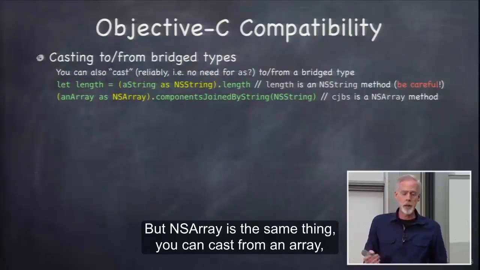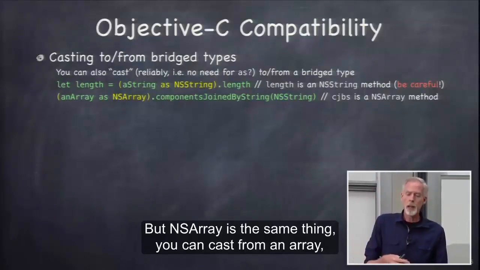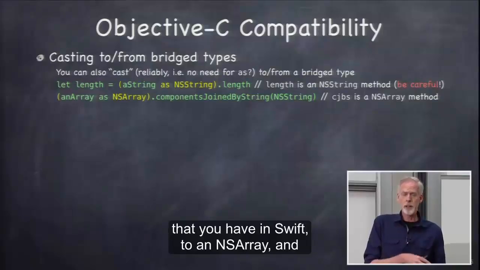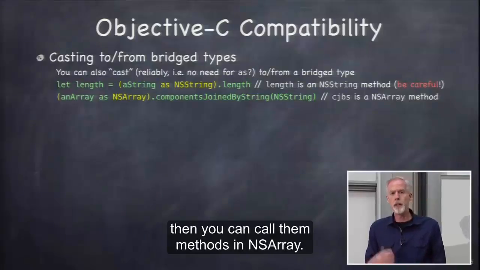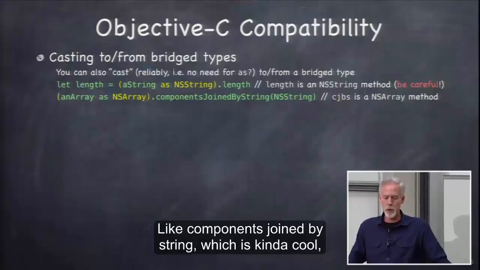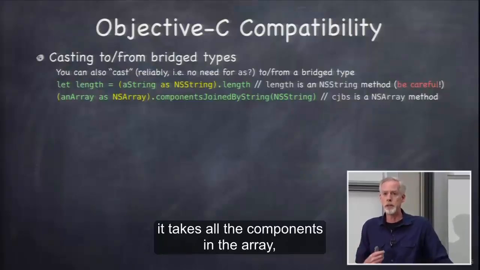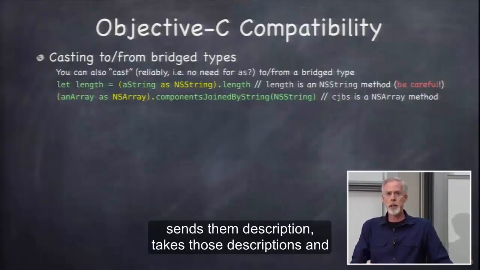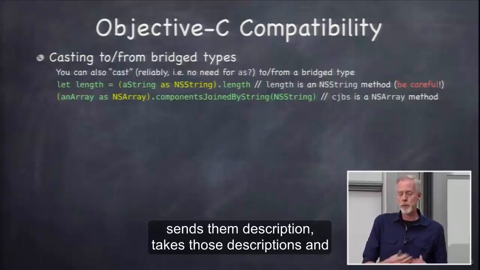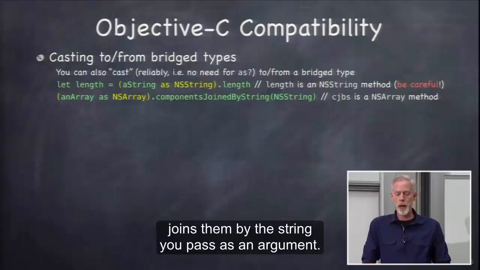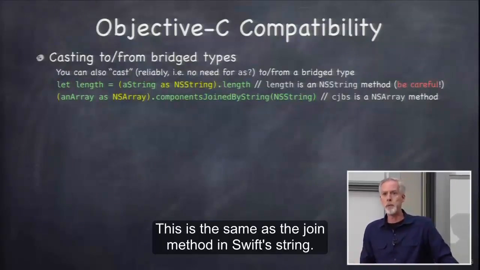But NSArray is the same thing. You can cast from an array that you have in Swift to an NSArray, and then you can call methods in NSArray, like componentsJoinedByString, which is kind of cool. It takes all the components in the array, sends them description, takes those descriptions and joins them by the string you pass as an argument. This is the same as the join method in Swift's String.